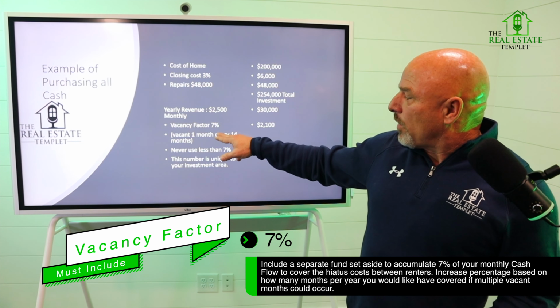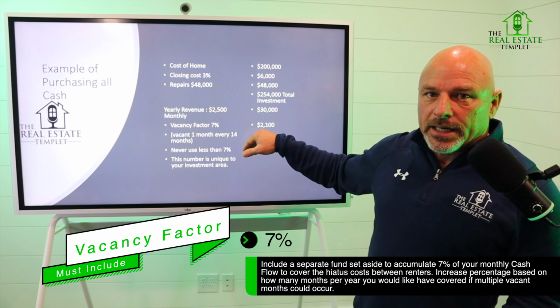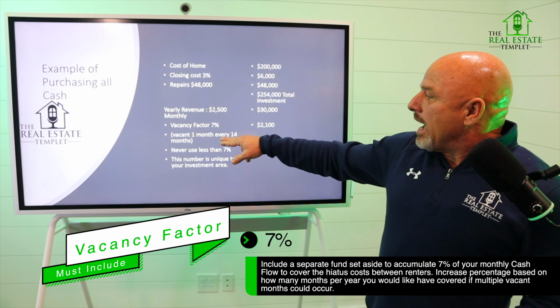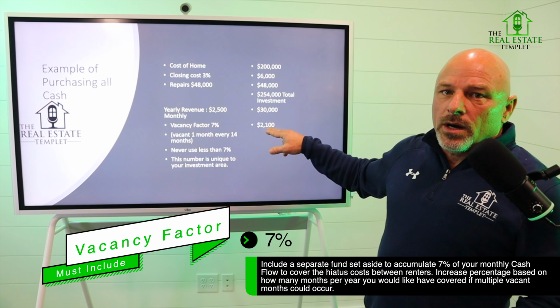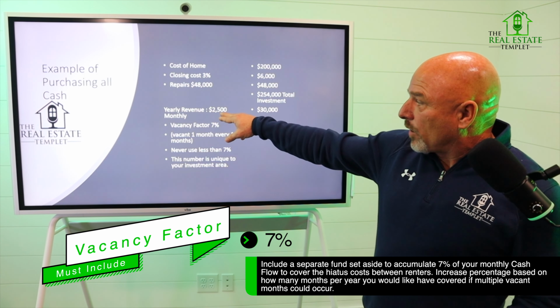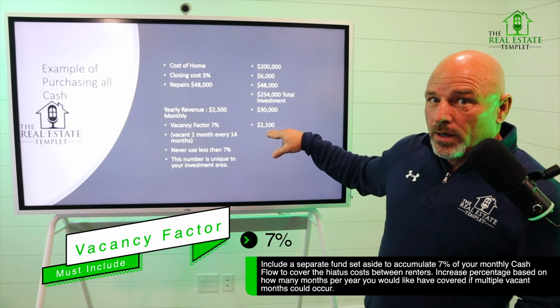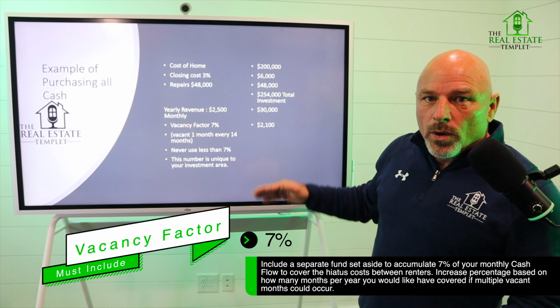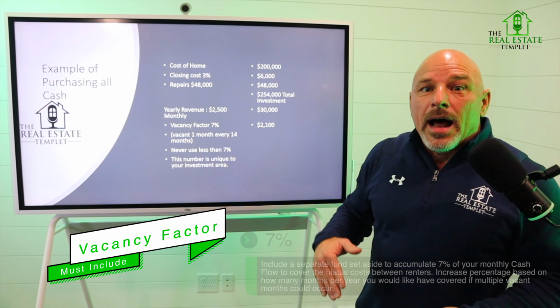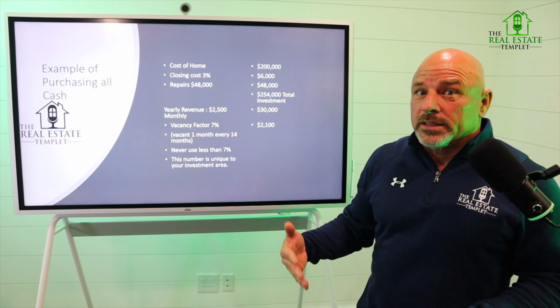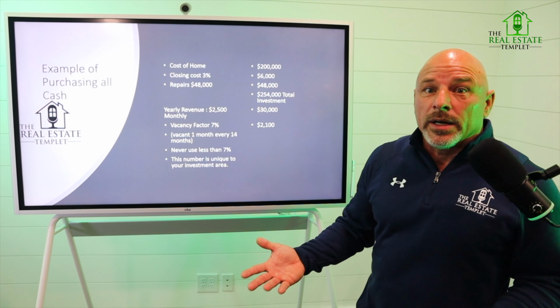But this is a number I can live with, that if it happens every single time, I got it covered. So what the vacancy factor is telling me is that I need to figure in $2,100 a year, which is not quite the $2,500, because this is using 14 months instead of 12. So I'm going to figure in $2,100 a year that I may have to come out of pocket to pay for the note or to take care of that property so I don't lose any rentals.